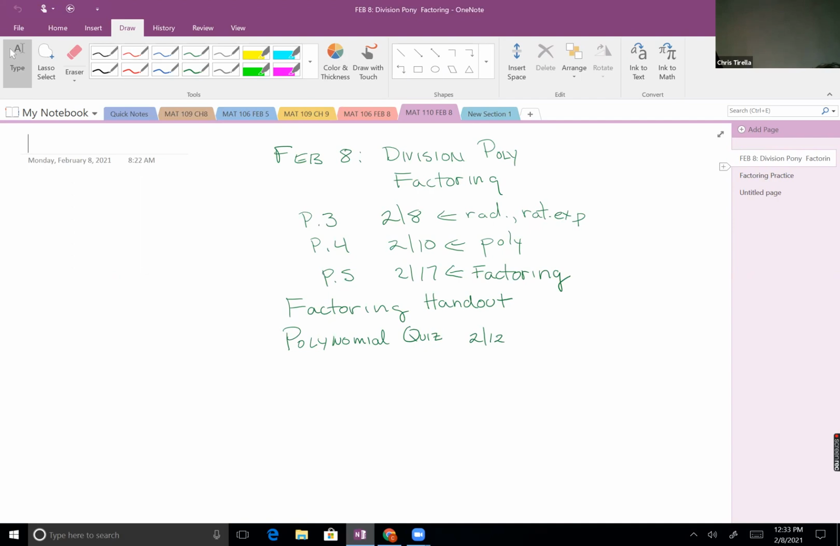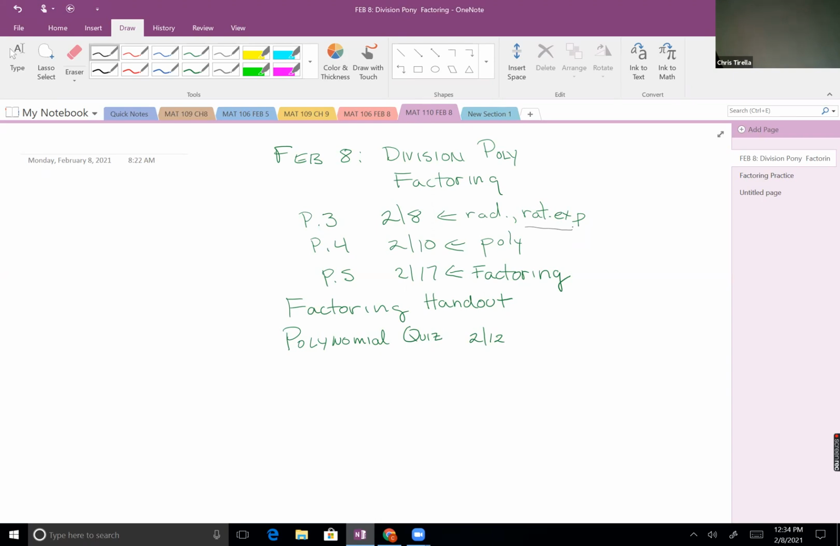Homework P3 is due by the end of today. That's on radicals and also on those rational expressions. Homework P4 is due by Wednesday. That's under operations of polynomials.